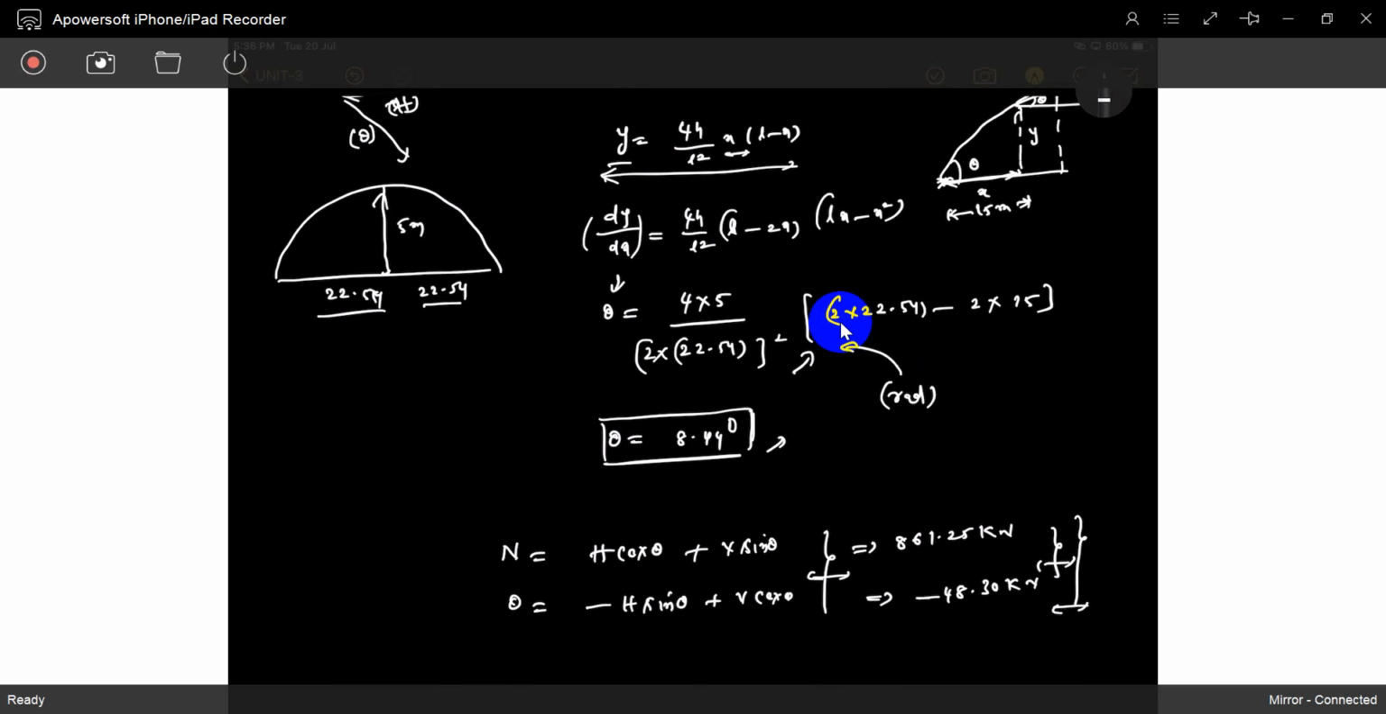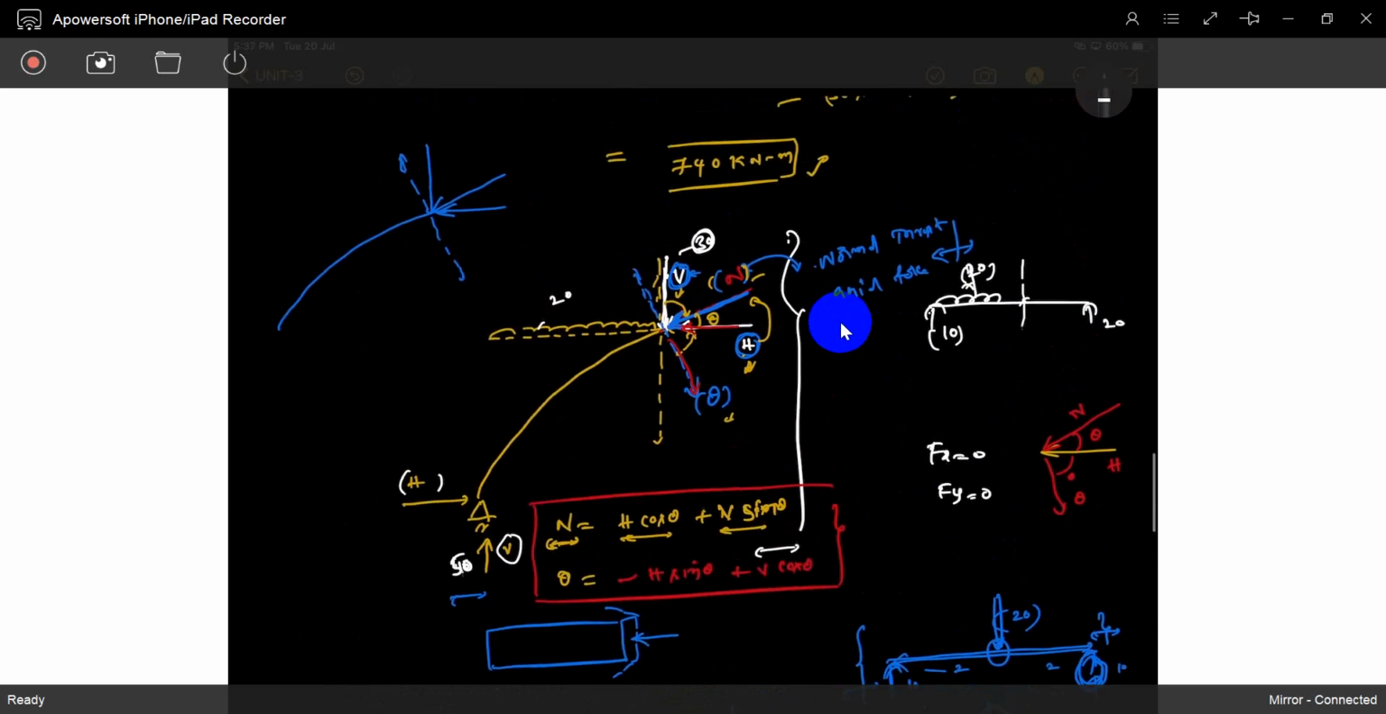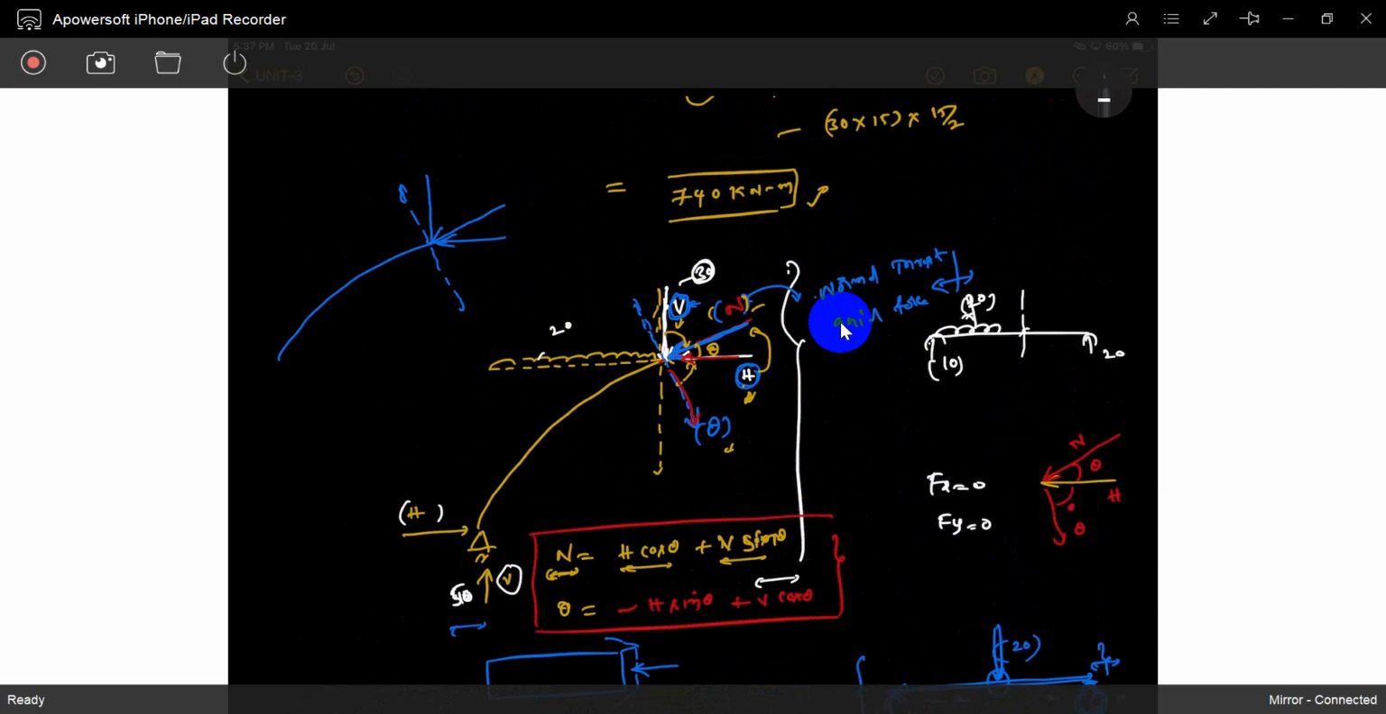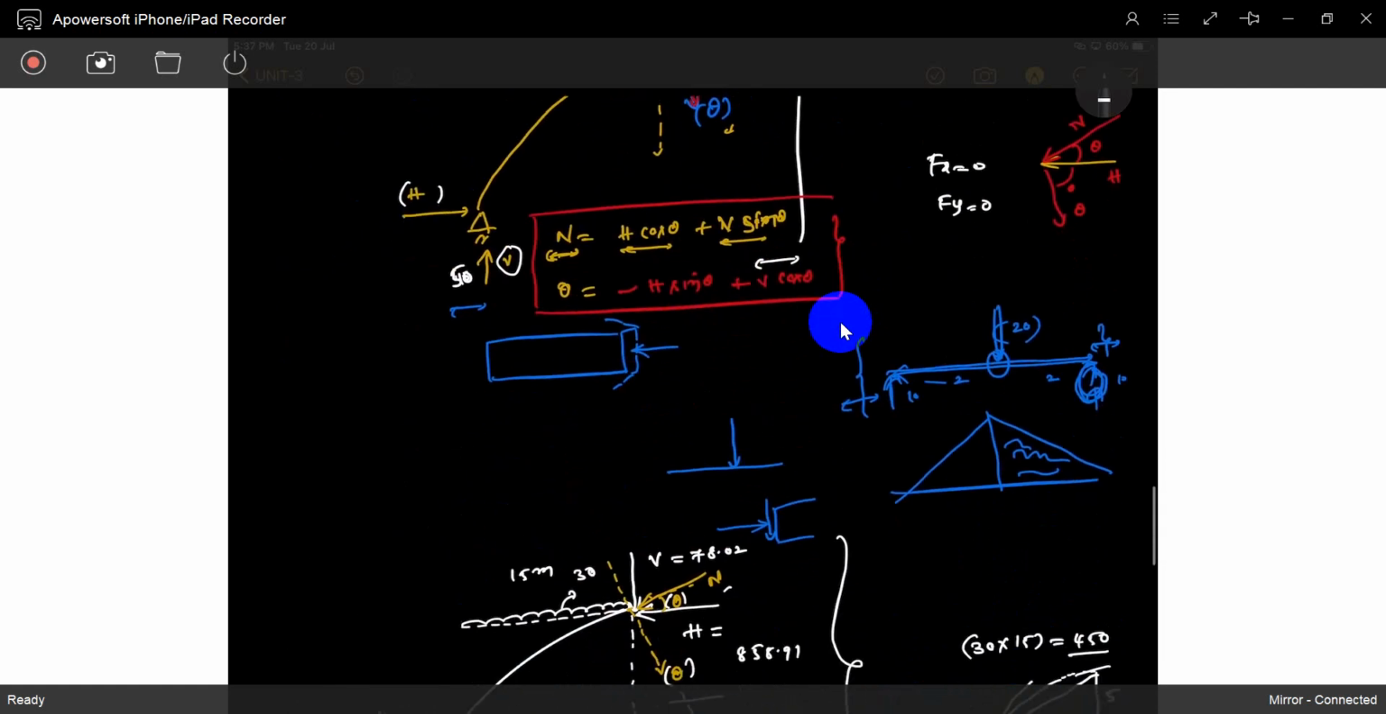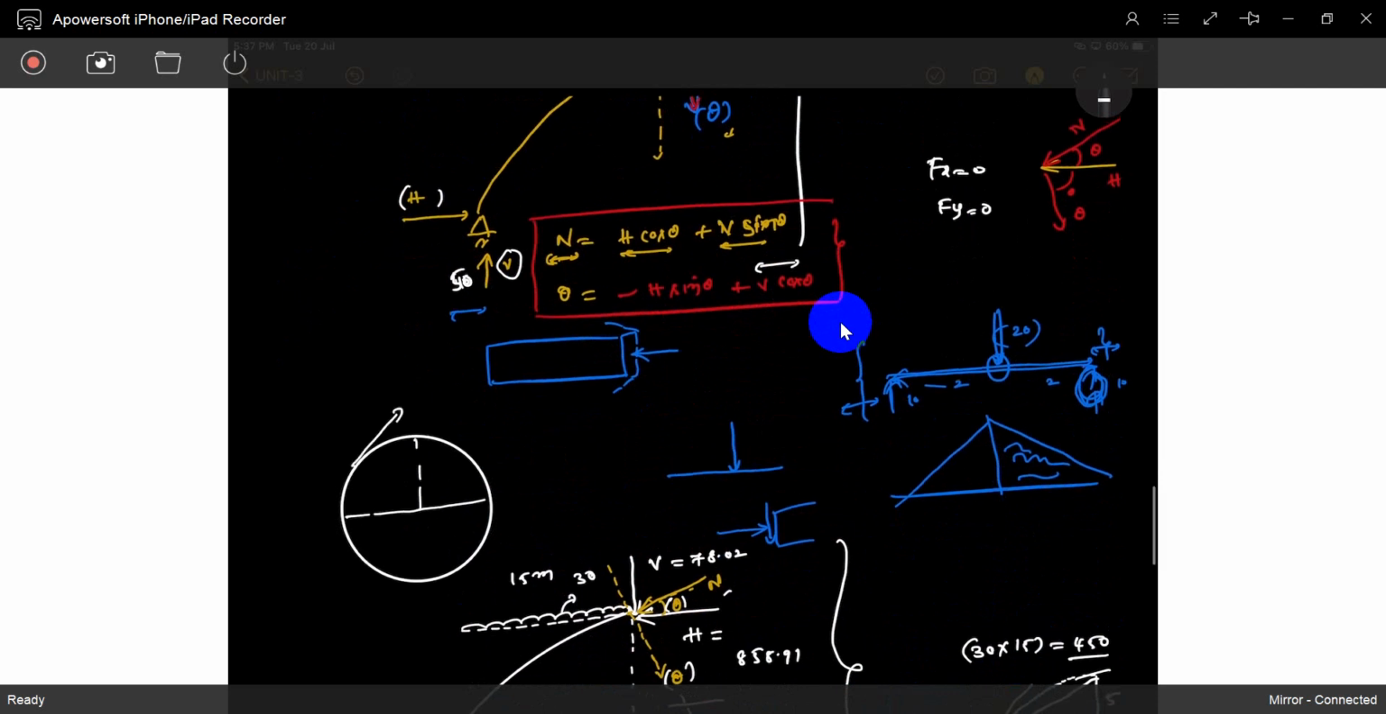Okay, so you can solve any loading. We'll take some simply supported load. You can solve any type of loading, and you can find out normal thrust and radial shear. Radial shear means radial direction. What does radial direction mean? If you take a circle, what is radial? This is normal, this is radial. Radial means inside of the radius, toward the core, that is the radial direction.